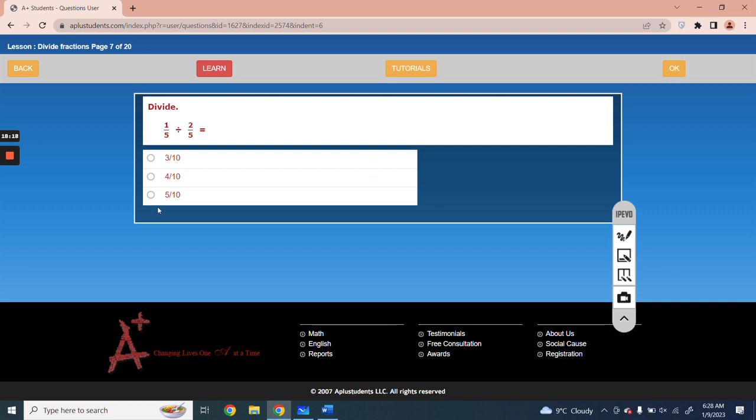Very good, it is 5 over 10. Got it? The correct option is the last one. So just select the correct option and click on the OK button.